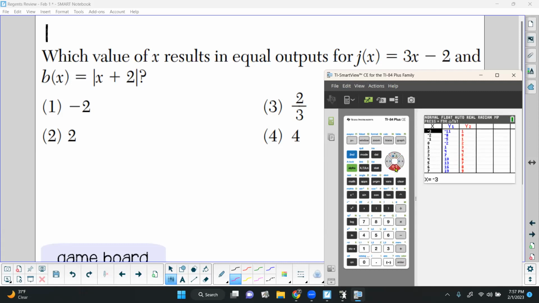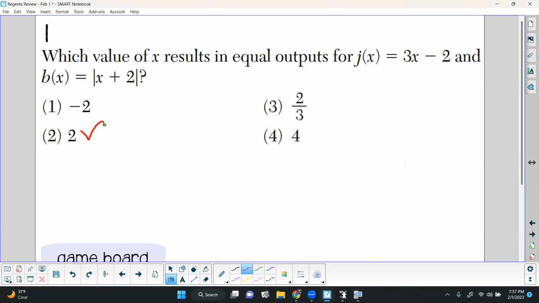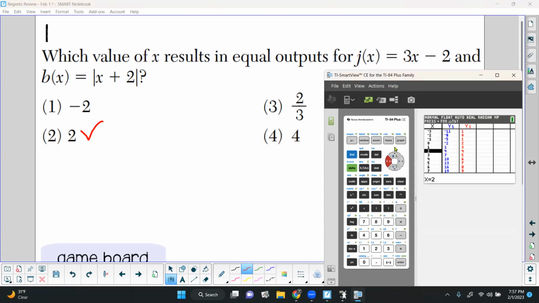So here we go. I'm looking at -2. Is that a match? No. Right? So how about an input of +2? Is that a match? Yes. So this one is a definite match. I see it in the table. So I'm definitely going to choose that. But let's just scroll down here. We can see that 4 is not a match.